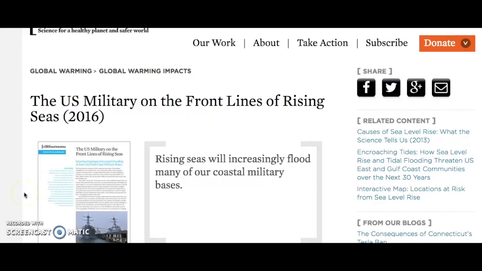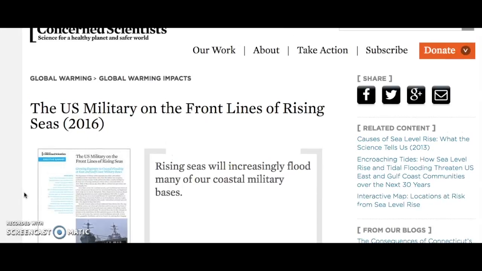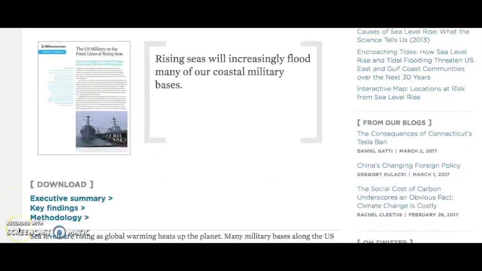And something that's really key when you're trying to analyze a piece of media to see if it's credible or not is looking at who they are citing. That's very important. So for this article, she provided many different sources, but this was the biggest one because it backed up a lot of her claims. So this is from the Union of Concerned Scientists. The article is called "The U.S. Military on the Front Lines of Rising Seas."